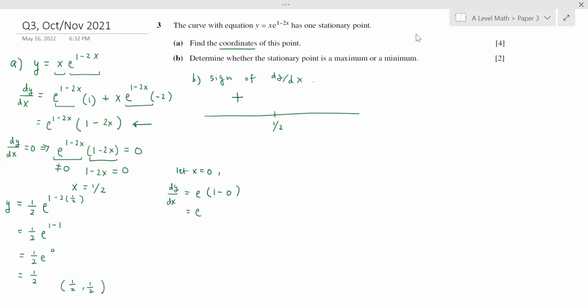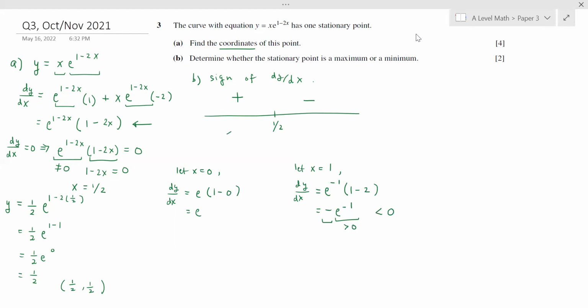So that is positive. To the right of 1 over 2, we can always let x be 1. Then we just need to check whether dy dx is positive or negative. When x is 1, we have e to the 1 minus 2, which is e to the negative 1, and then we have 1 minus 2, that is a negative 1. So we have negative e to the negative 1. e to the negative 1 is always positive. With the negative, we have a negative sign here. So this is less than 0.